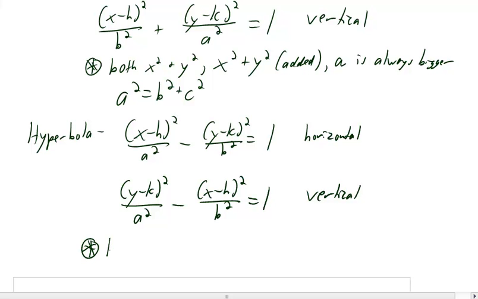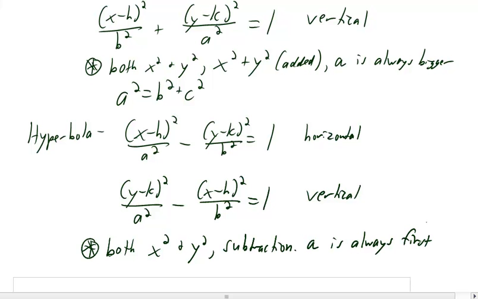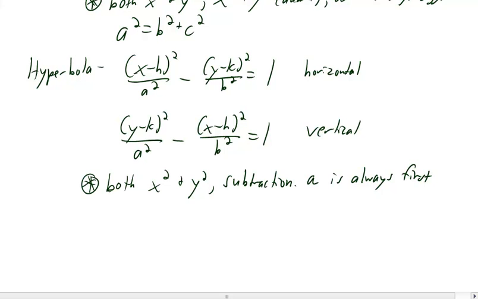In this case, we have both x squared and y squared, but we have a subtraction, not an addition. Also, a is always first, not necessarily bigger, but it is always first, or it is the positive one, because we always write it as the first one minus the second. c squared is equal to a squared plus b squared in this one because c is bigger.